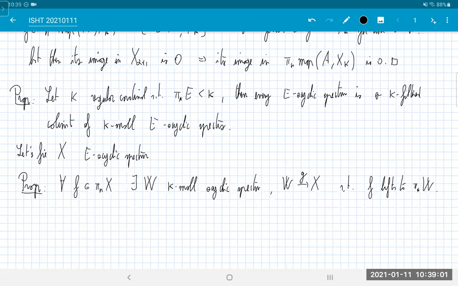So note, if I didn't have a cyclic here, it would be trivial. I could just take a sphere. But of course, spheres are basically never ES cyclic. So I can show that I can add a few cells to this sphere so that it becomes ES cyclic, but I don't need to add too many cells. My cells are bounded by this kappa.